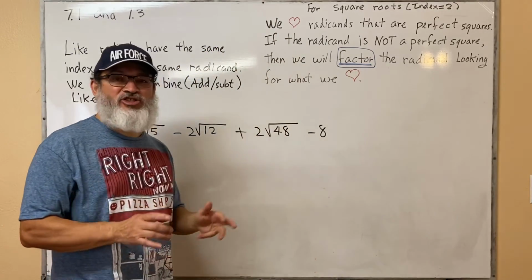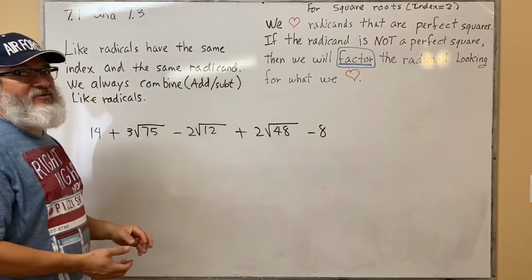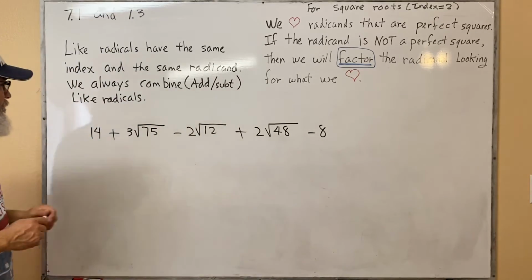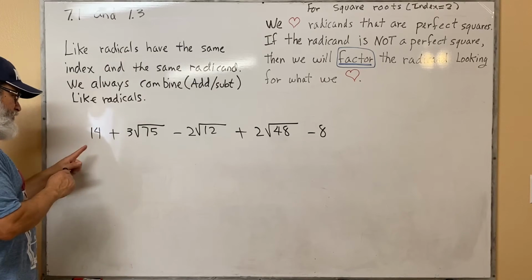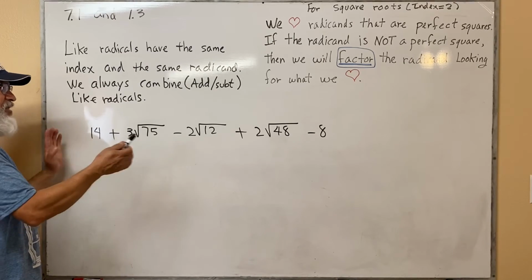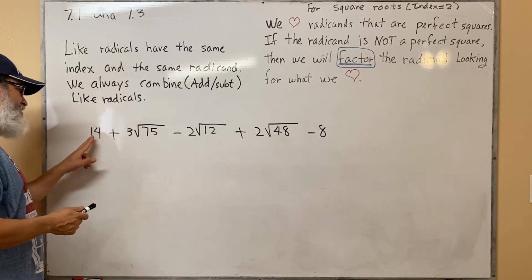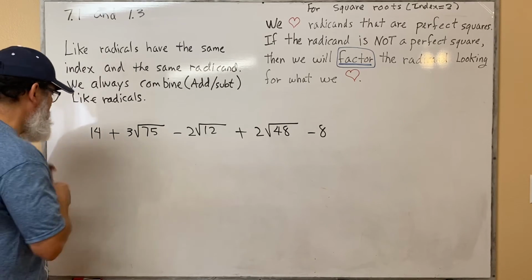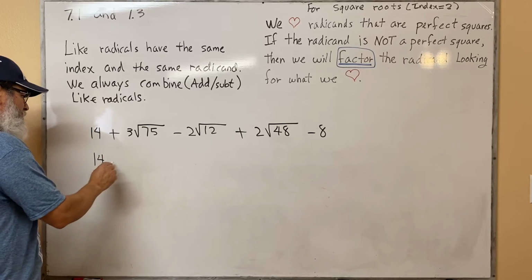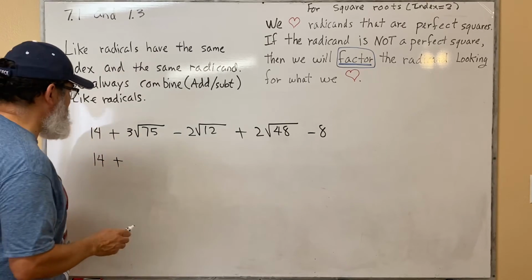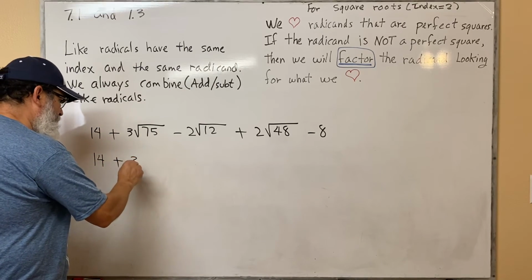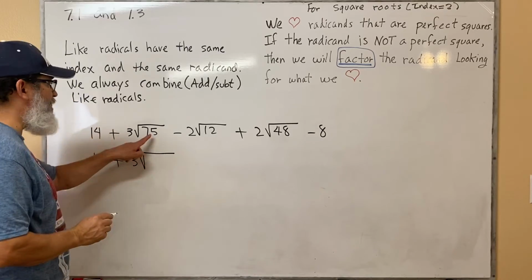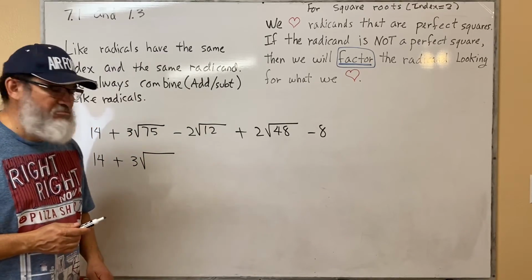And then you can judge the book by its cover. So here we go. I'm going to keep the same problem as it is. I know I can take 14 minus 8 is 6, but I'm going to keep it the way it is right now. So this is 14 plus, and I'm going to simplify this. So this is going to be 3, and to simplify this, I'm looking for perfect squares.